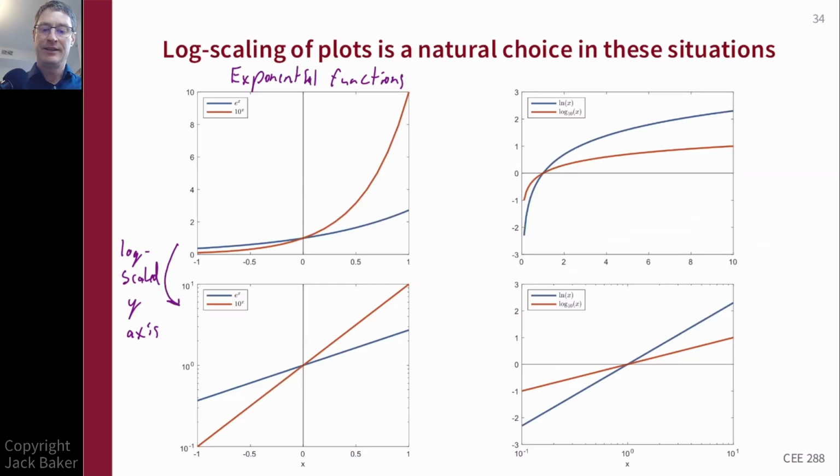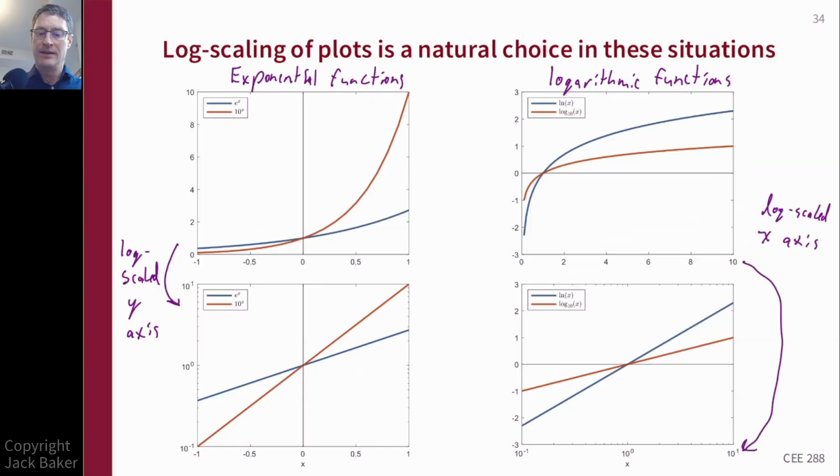On the right, we have the logarithmic functions. And in that case, what will get us to linear behavior is taking a log-scaled x-axis. Okay? So whether we're dealing with exponentials or logarithms, the log scaling will kind of linearize our patterns. So we can flip one of the axes. Sometimes we actually flip both axes to log scale as well, and that's fine.